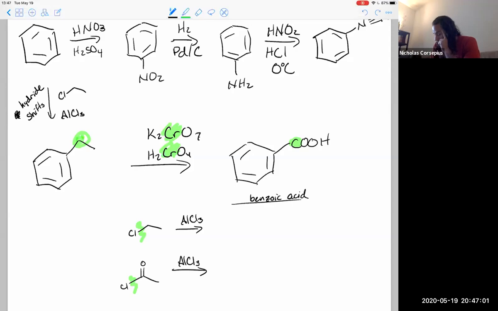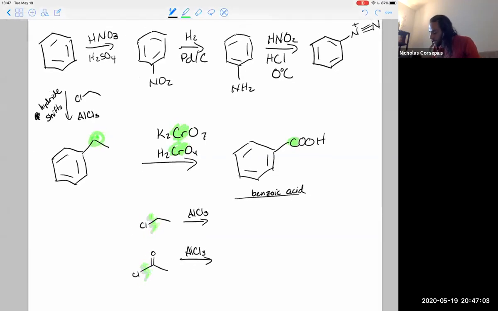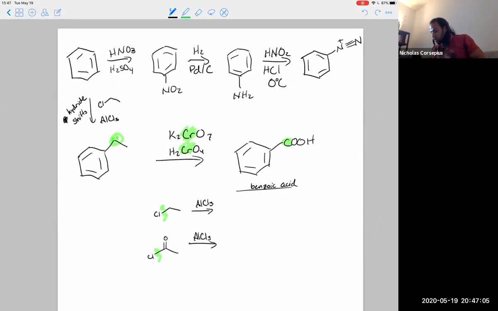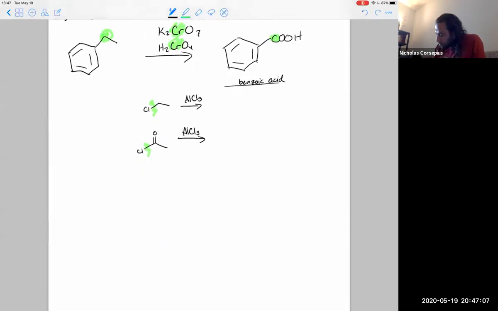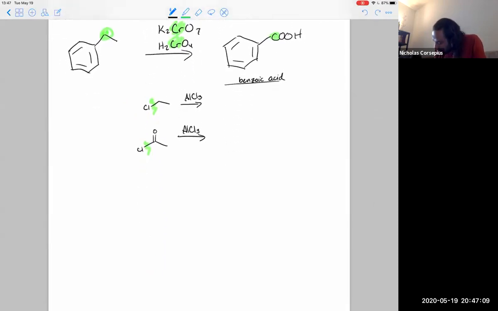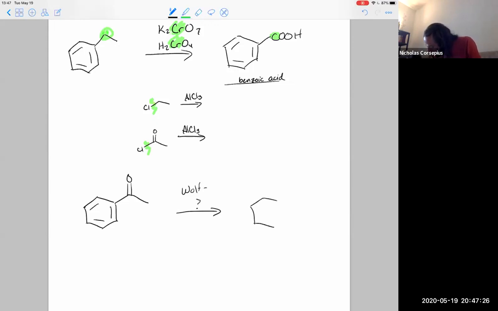There was one thing that I just thought, one more thing that let's just remember real quick, just because we're on this chapter. We found a new reducing agent, and this was like the Wolf whoever reducing agent, but see if you guys can't tell me what that was in order to reduce an acyl group next to a benzene ring.